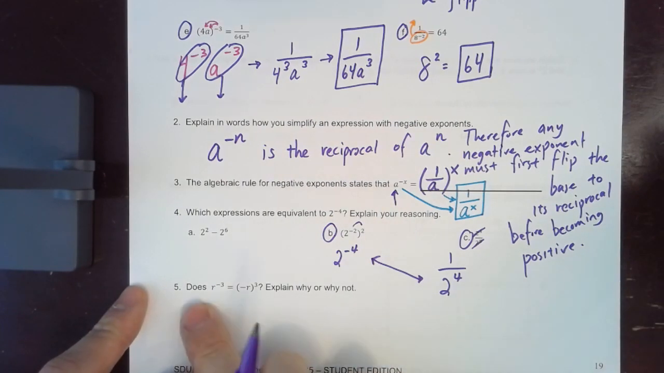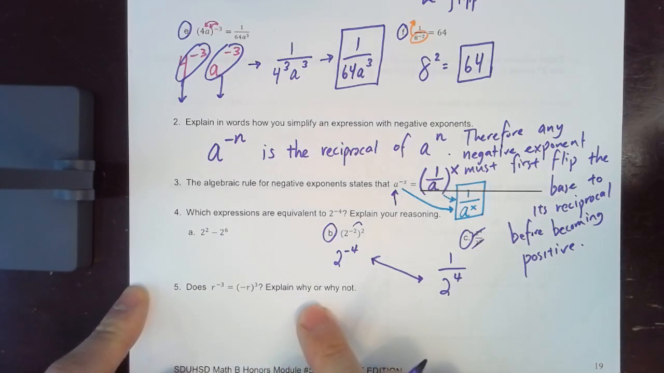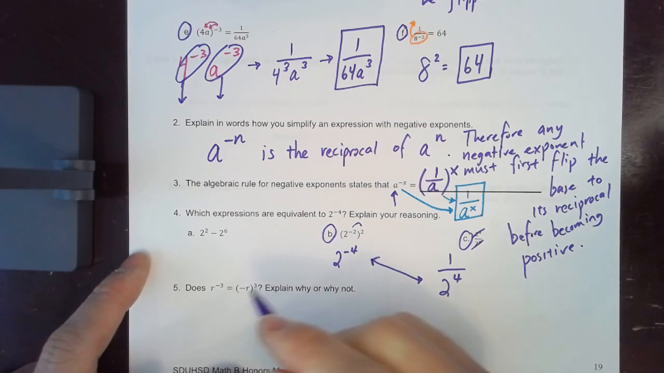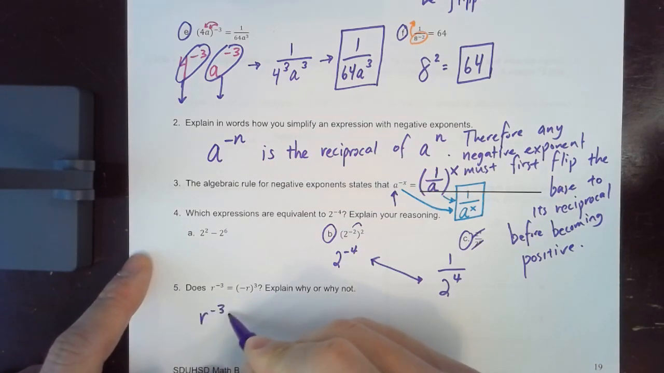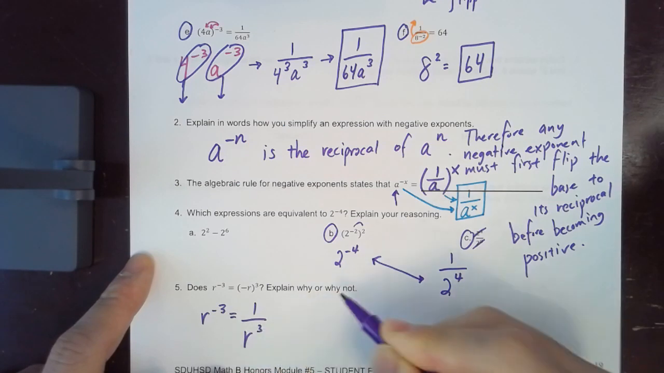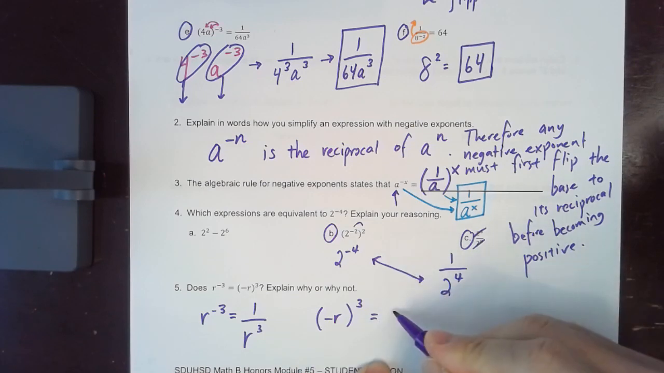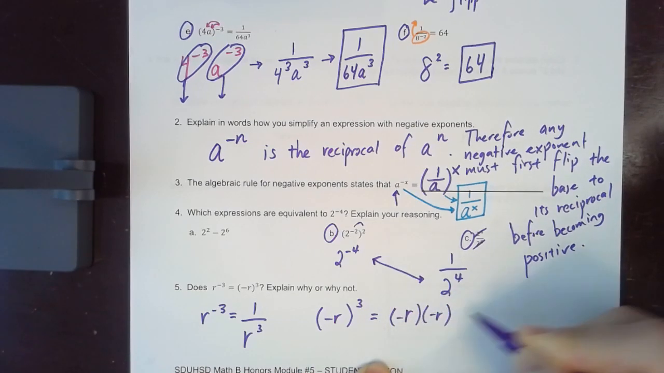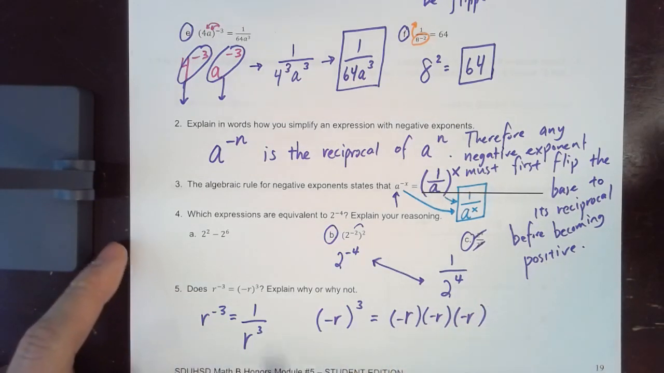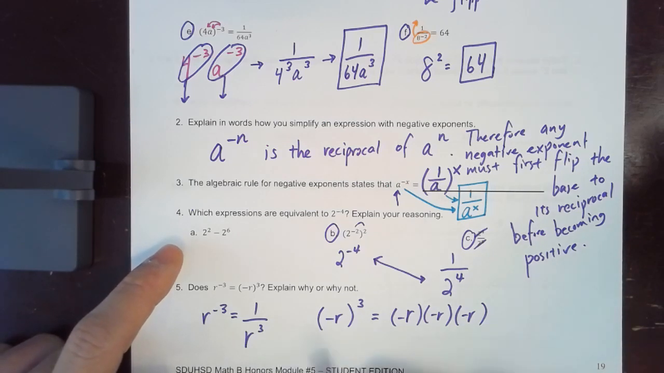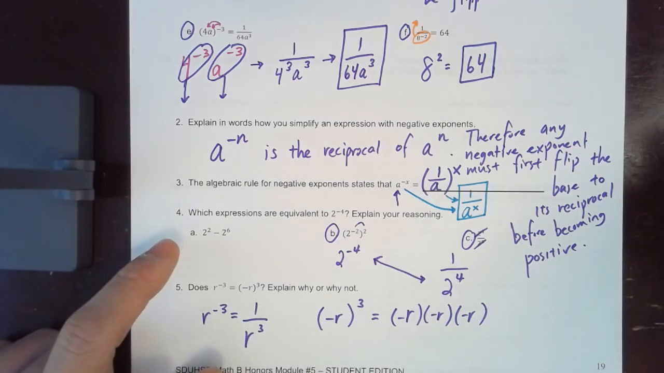Okay. And then does r to the negative 3 equal negative r to the third? Okay. Explain why or why not. I mean, not that it can't be equivalent, but in this case, no, that is not correct, right? R to the negative 3 is equal to 1 over r cubed. That's totally different than negative r cubed. Negative r cubed is literally negative r times negative r times negative r. So you're going to have to distinguish between the two. Again, not saying that they can't be the same value. If r was negative 1, then technically you would get the same value.